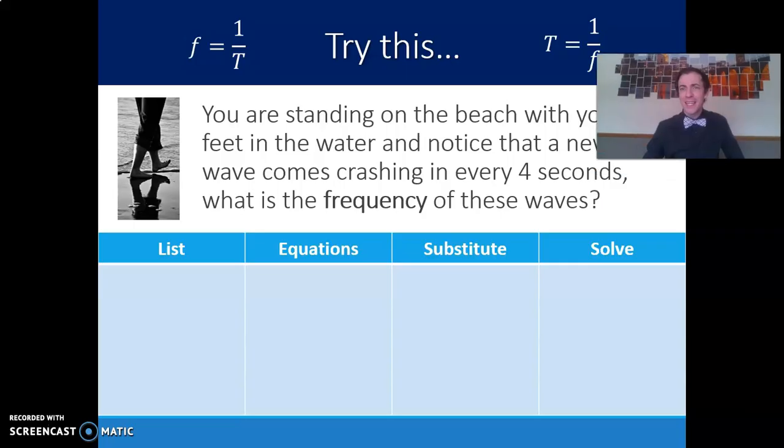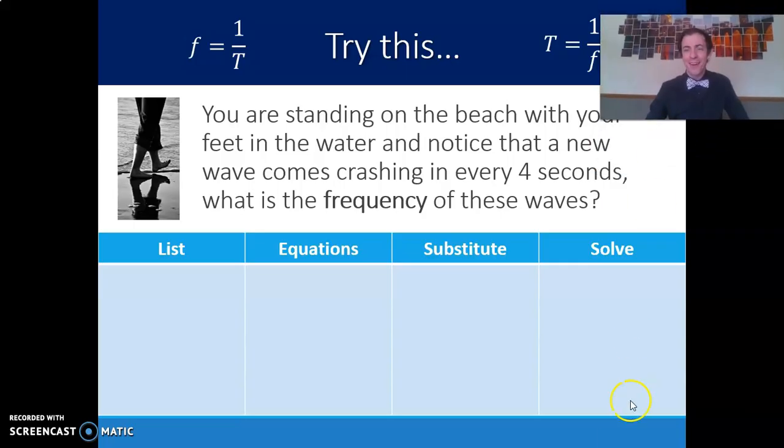All right, hopefully you've had a chance to try that. If not, you can pause the video and try on your own. What we are given here, 4 seconds, is actually the period. That's the time for one complete wave. So I'm going to list that out. T is equal to 4 seconds.